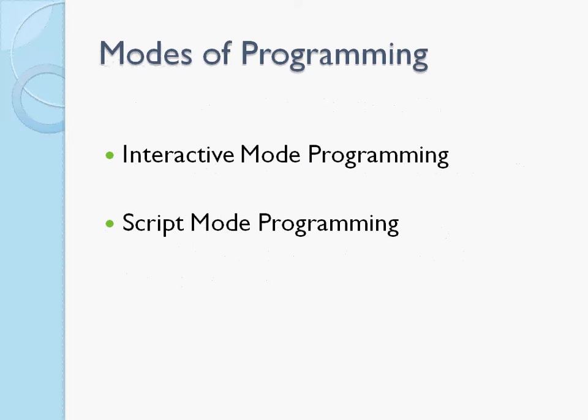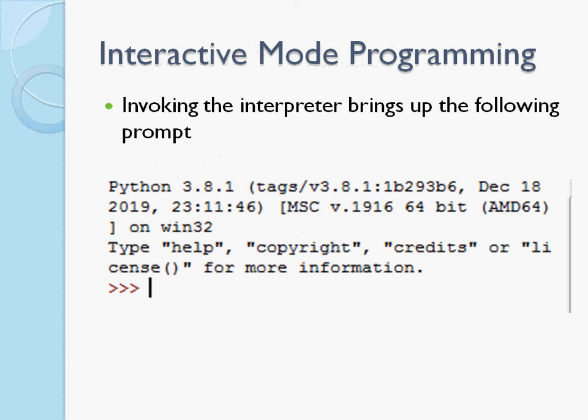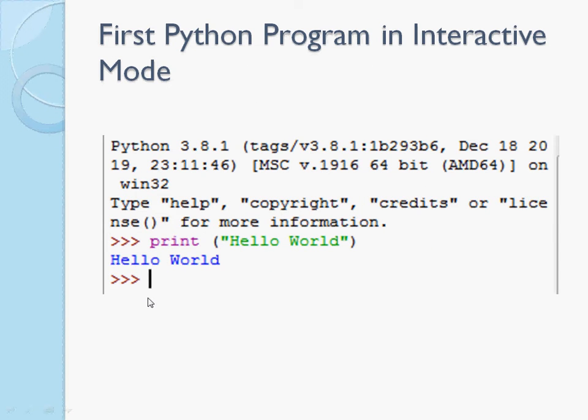There are two modes of programming: interactive mode of programming and script mode of programming. In interactive mode of programming, by invoking the interpreter, we will get this prompt. To write our first program in interactive mode, we just have to type in print hello world from the interpreter. We will get the output as hello world.